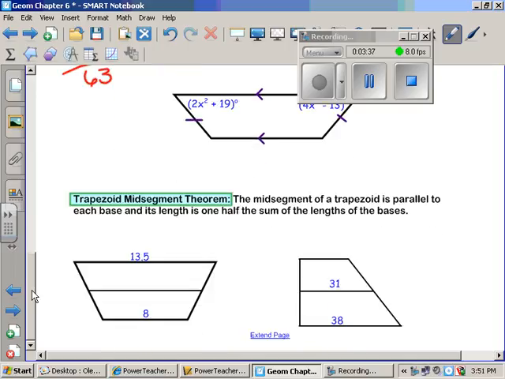All right, the trapezoid mid-segment theorem. If you remember, in a triangle mid-segment, the midpoints are connected by the mid-segment. So that's a midpoint here, that's a midpoint. We call the line that connects them the mid-segment. It's parallel to this opposite side, and it's half the distance. So for instance, if this is 10, this would be 5. To find the mid-segment here, I would do 13.5 plus 8 and divide it by 2.